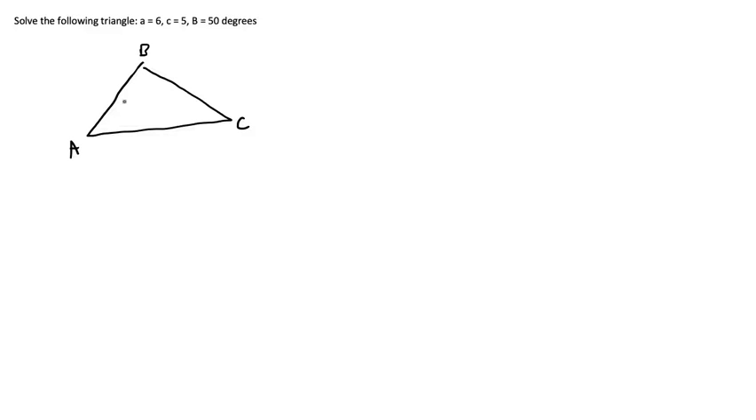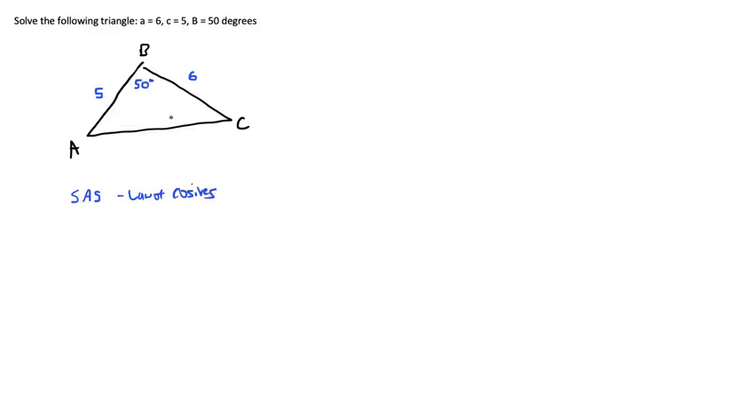Okay, so we know that side A equals 6, so that's the side opposite the angle A. Side C is 5, so that is the side opposite angle C. And angle B here is 50 degrees. Notice what type of triangle we have here. This is called an SAS triangle. The reason why it's called an SAS triangle is because we have two sides and the angle that's in between them. So whenever we have an SAS triangle, we have to use the law of cosines here in order to solve.